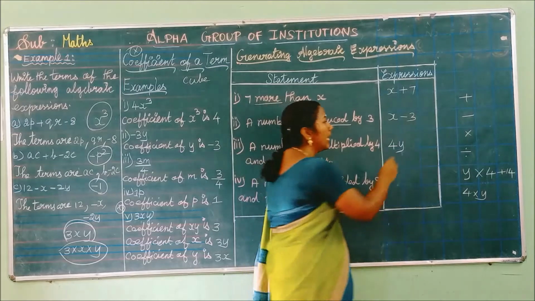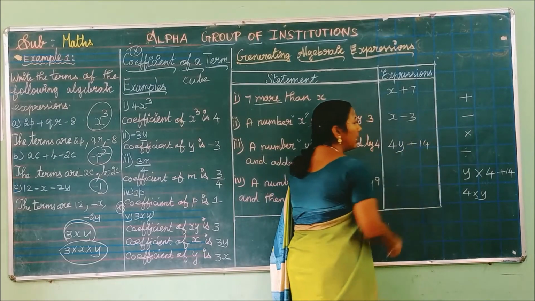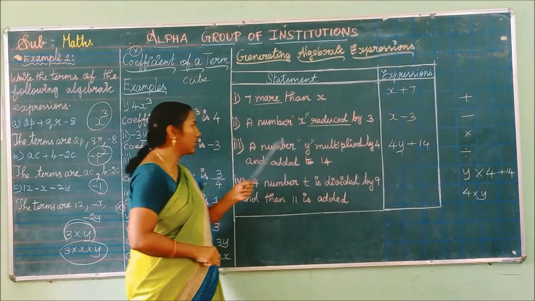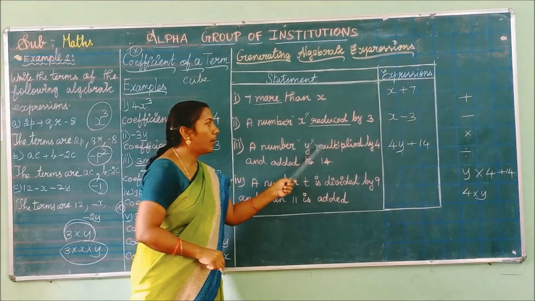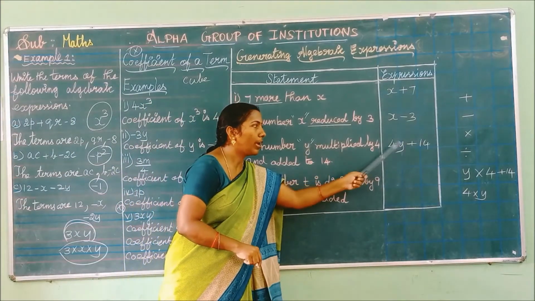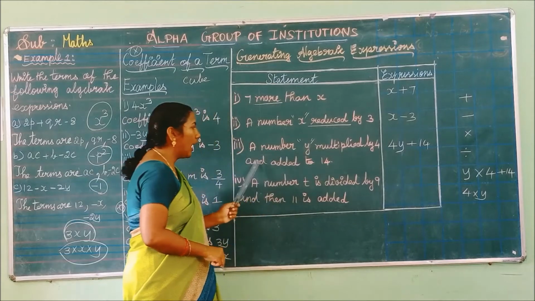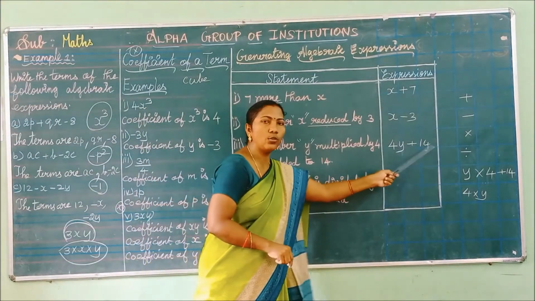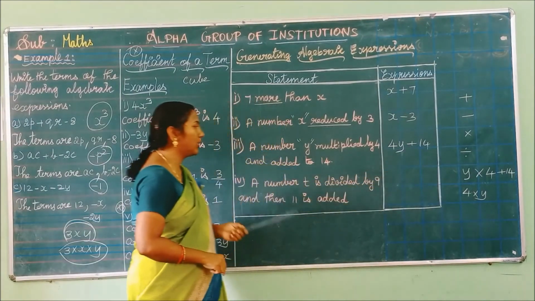So 4y plus 14. Let us check whether our expression is right or not. See, a number y multiplied by 4 and added to 14. Do you understand? See the next one.